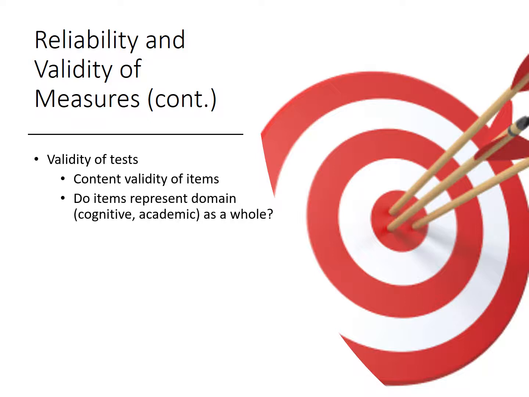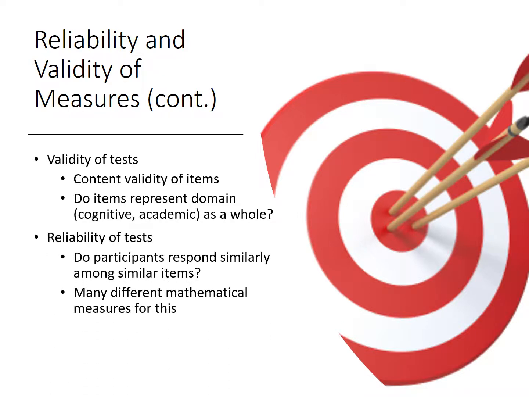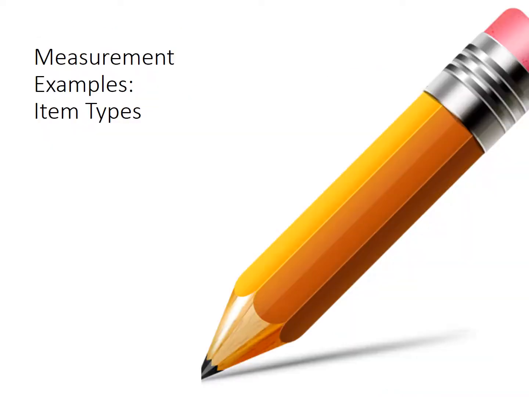So when I think about that, does the sample of items I put on my test measure the construct as a whole or just part of that construct? And then the reliability of tests. Again, do participants respond similarly among similar items? If I have a bunch of addition questions, students who understand addition should get those addition questions right, and same with geometry or measurements. And there's lots of ways that we can calculate this reliability. On tests, we can do some item analyses, which is much more complicated and way out of the scope of this class, but is a fascinating topic for future discussions.